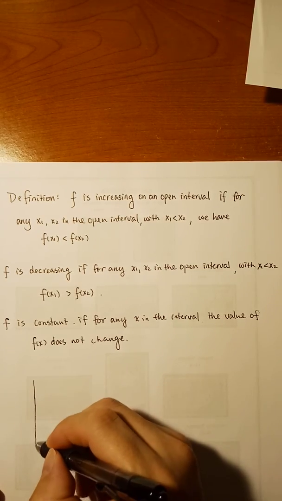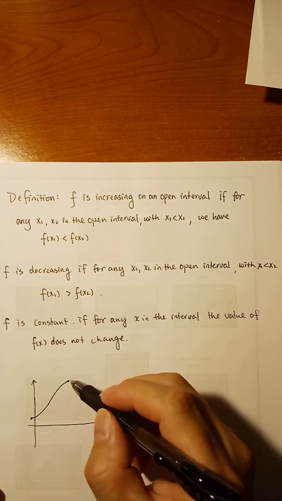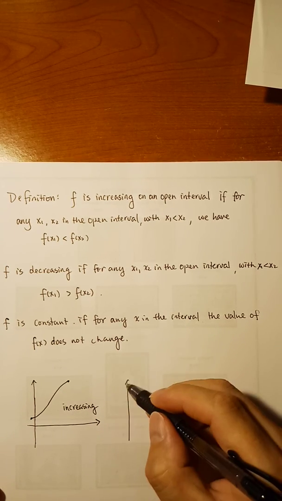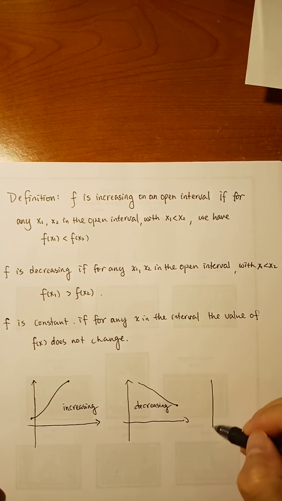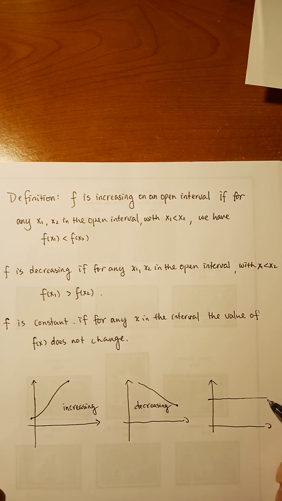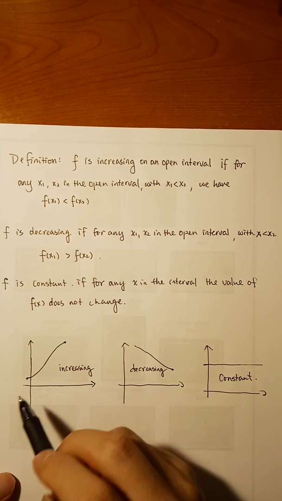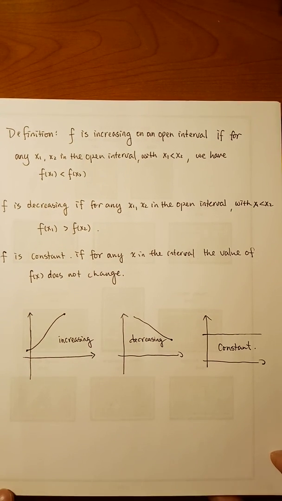Let's see the example. If you have an increasing function, when you have the graph, it's heading up. If you have a decreasing function, it's heading down. If you have a constant function, it's just a horizontal line. Whenever you have a graph, you can easily determine the increasing or decreasing property. We can only say the function is increasing here, decreasing here, or constant here. Sometimes its graph may be very complex, so we can only say it's increasing over this interval, decreasing over that interval.